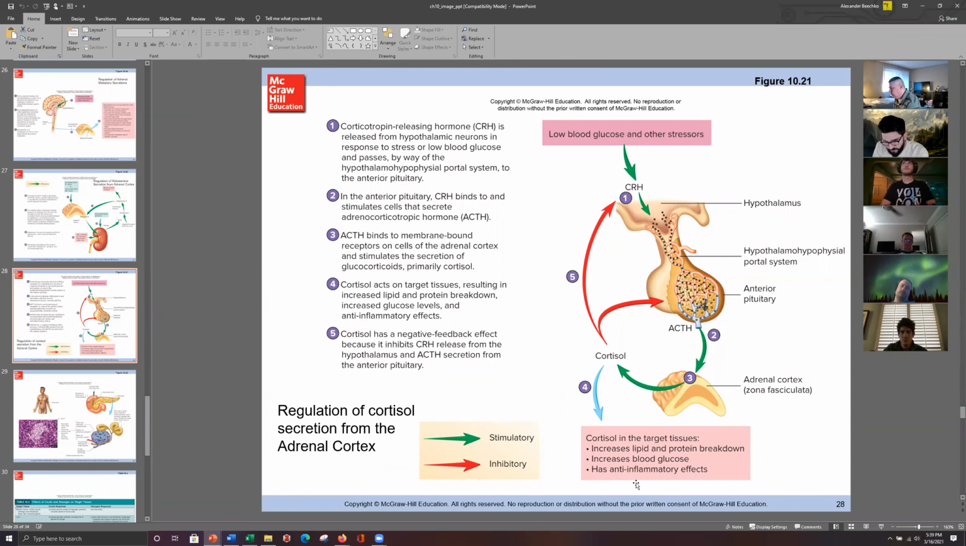Like it says down here, we've got increasing fat and protein breakdown, it can increase blood sugar as we need it, and it has anti-inflammatory effects, which in general are not bad for us. But unless we can utilize that blood glucose, that's not good, right? So our problem in our society is that we walk around with typically higher than normal cortisol levels in our blood on a fairly regular basis.